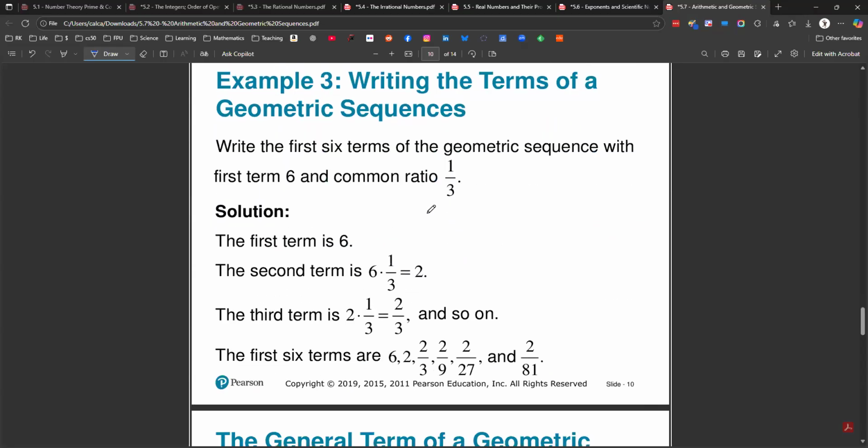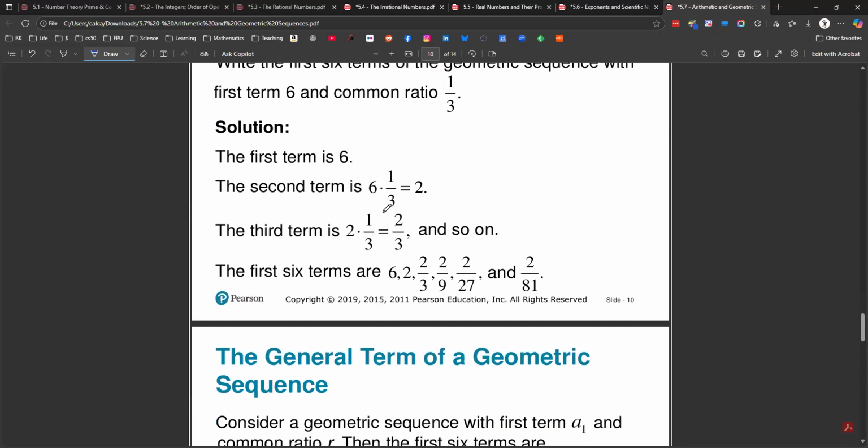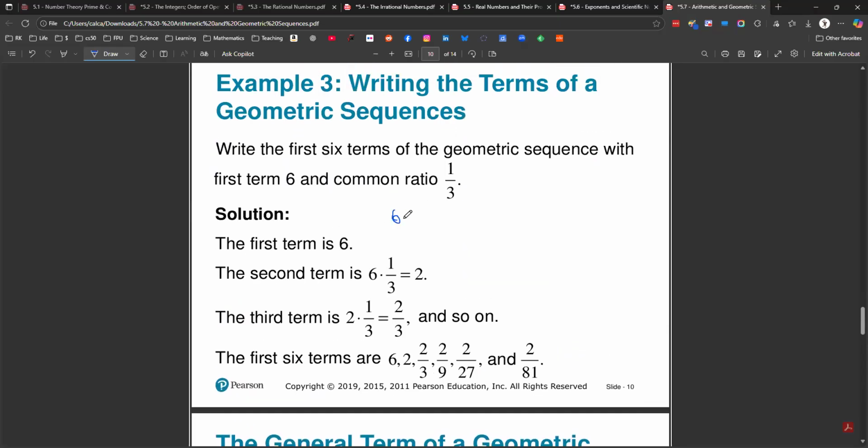All right, writing the terms in a geometric sequence: write the first 6 terms with a common ratio of 1/3. So here, you're going to multiply each time. Okay, so the first one is 6. To get to the next one, you're going to multiply by 1/3, so it's going to be 2. Then to get the next one, you take that one and multiply by 1/3, so you're going to get 2/3. And then you're going to get 4/9.